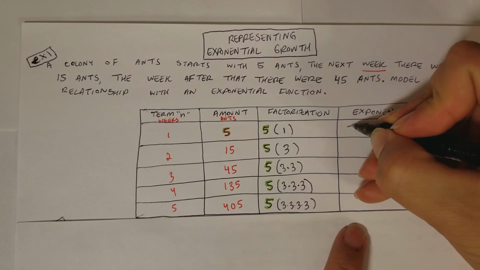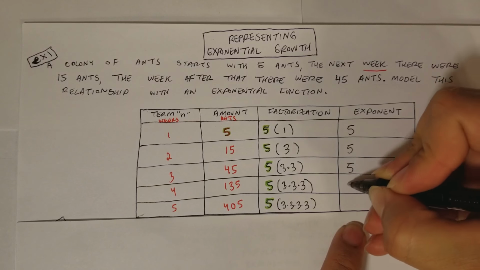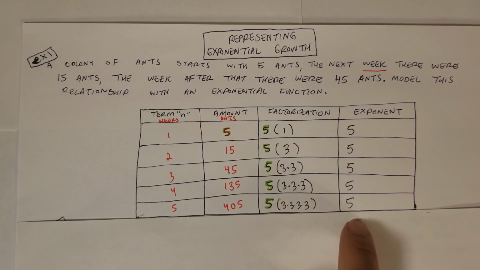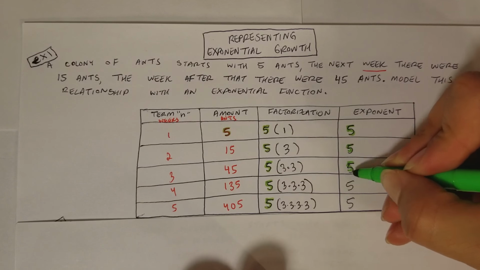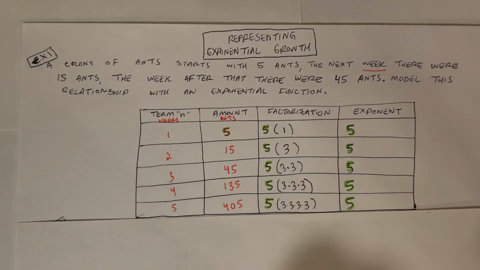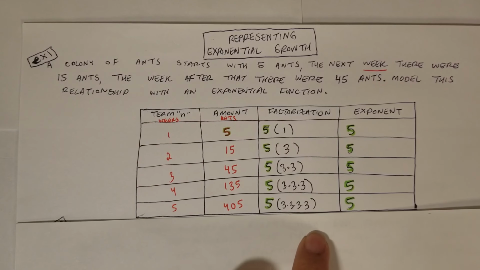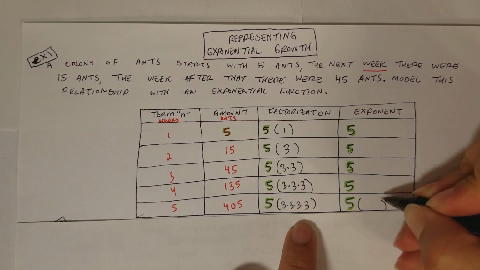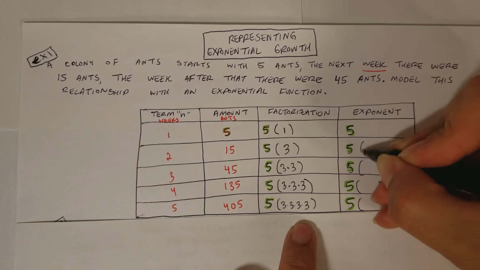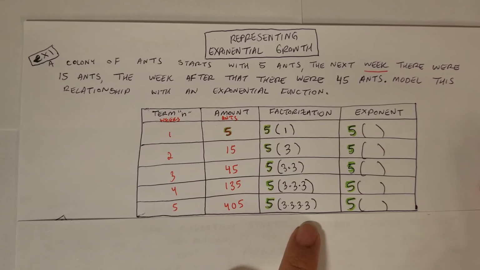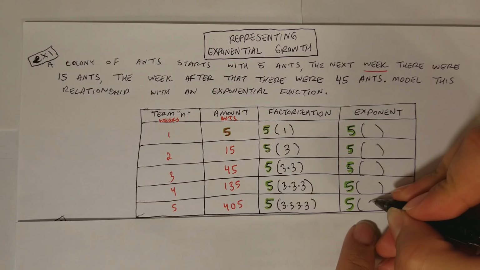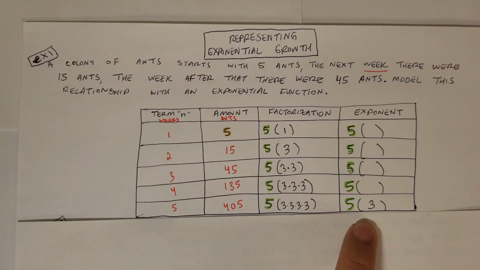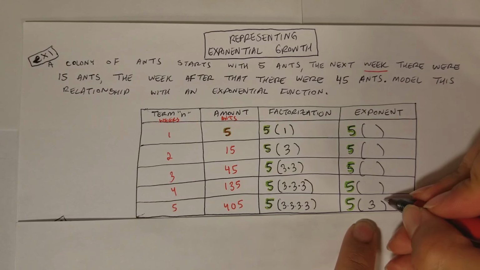So again, 5 goes all the way down the list for not only the factorization, but also the exponents. So I'm just going to write the 5 all the way down. 5, 5, 5, 5, 5. And then we just have to figure out what goes here. So parentheses, how many 3's do we have? So I can write this as a power. In this case, I have 1, 2, 3, 4. So I'm going to write 3 to the power of 4.